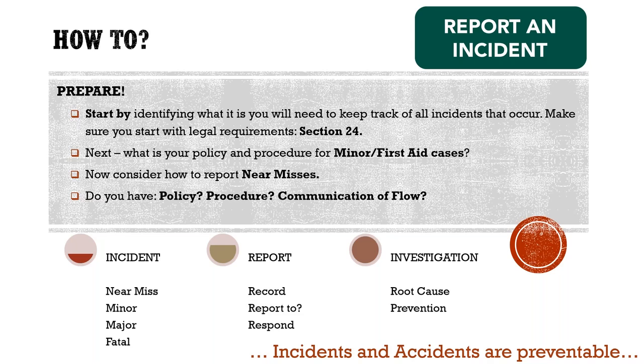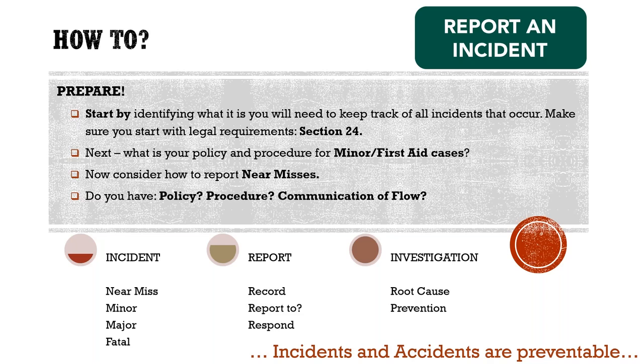So all of these requirements set out certain documentation that must be in place. But what are your company's policies and procedures for these, ranging from near misses, minor, first aid cases, and Section 24 incidents? What is your flow chart? In other words, how do you start once an incident occurs, whether it is a near miss, a minor, a major, or a fatality? Where do you report it? How do you record these? Who do you report it to? And what type of response needs to take place for each of these specific incidents?